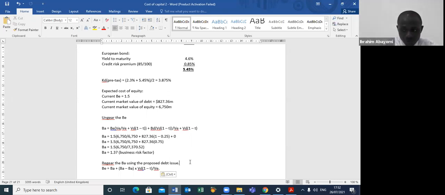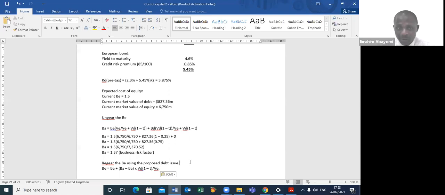So what would be my assumption? My assumption here in this regard is that the cost of debt of 5.45% is also the coupon rate of the debt. That is the assumption I am going to make. Anytime you have cost of debt, you are not having an interest rate. So you assume the cost of debt is the same as the interest rate.